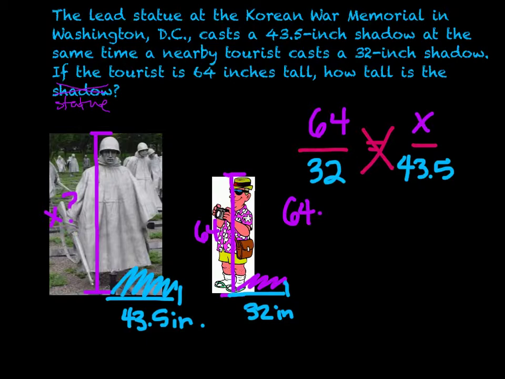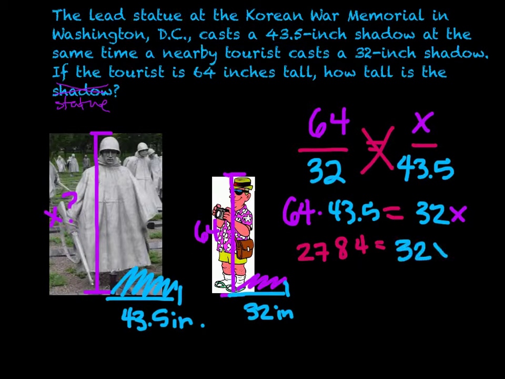So we would have 64 times 43.5, and that is equal to 32 times X. So 64 times 43.5, if we did that math, we have 2,784 inches, and that is compared to 32x. Last little bit, we need to divide by 32, and 2784 divided by 32 simplifies down to 87 inches. So the height of the statue is 87 inches.